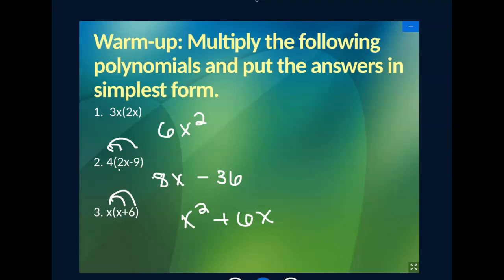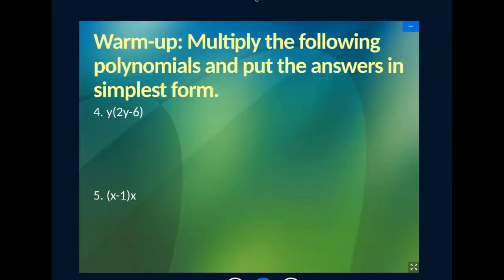How many of us like this better than definitions and like all the vocab we just did? Yeah, this is like true algebra. We're going to be doing this all year.